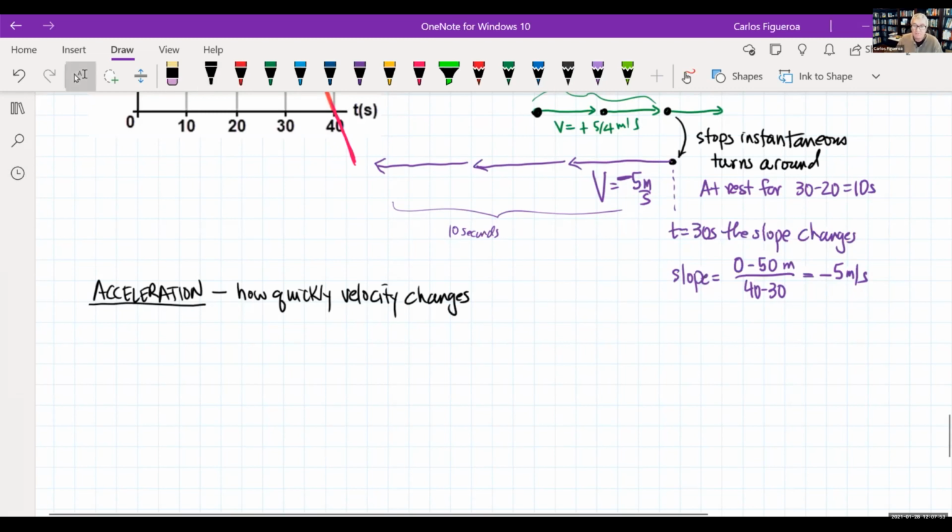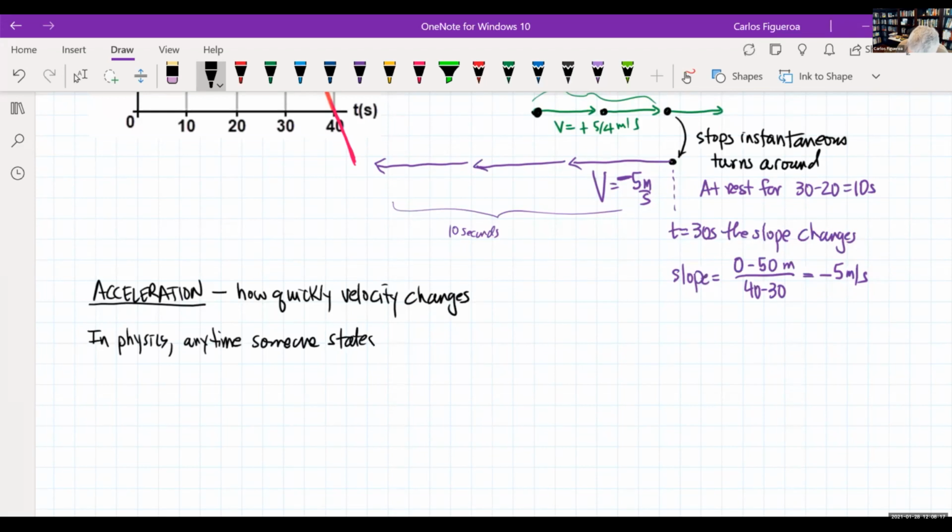So the thing that we want to focus on is that there's a problem with language. In physics, anytime someone says or states acceleration, it means velocity change.